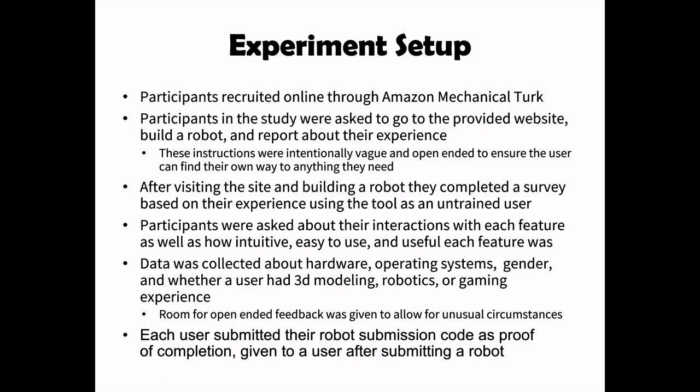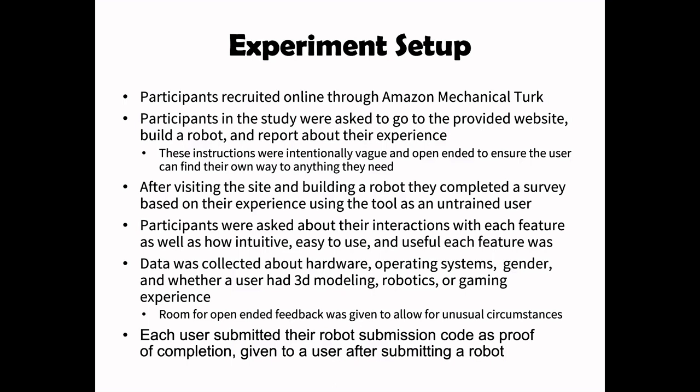Our experiment setup for this, we recruited participants through Amazon Mechanical Turk. Participants in the study were asked to go to the provided website, build a robot, and report about their experience. These instructions were intentionally vague and open-ended to ensure the user can find their own way. After visiting the site and building a robot, they completed a survey based on their experience using the tool as an untrained user. Participants were asked about their interactions with each feature, as well as how intuitive, easy to use, and useful each feature was to them.